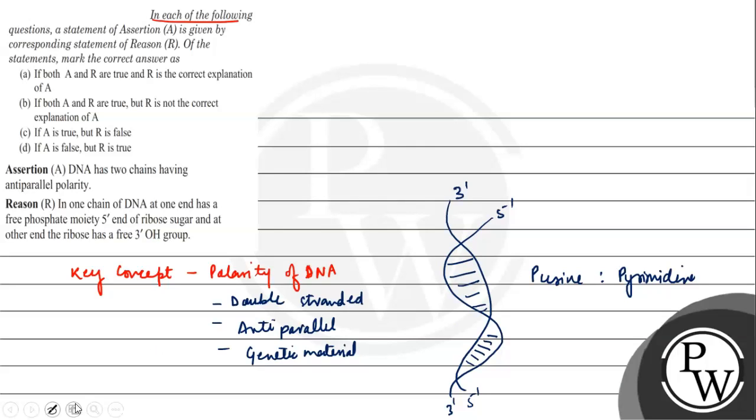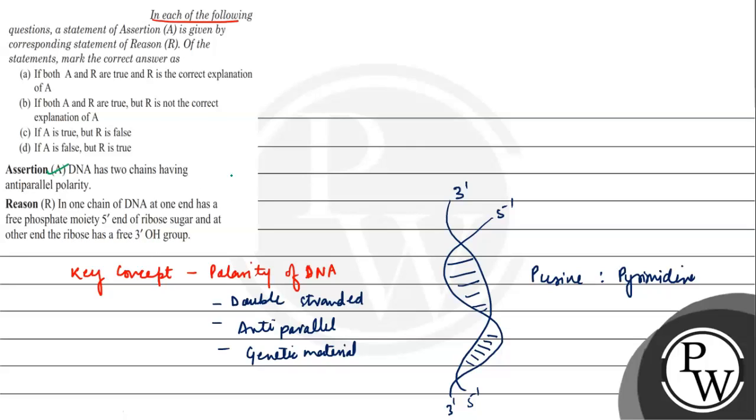Now let us look into the option. The option says कि DNA has two chains having anti-parallel polarity, which is true. This statement is true. In one chain of DNA, one end has a free phosphate moiety at the 5' end of ribose sugar, and the other end of ribose has a free 3' OH group.